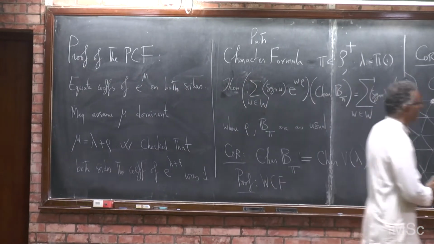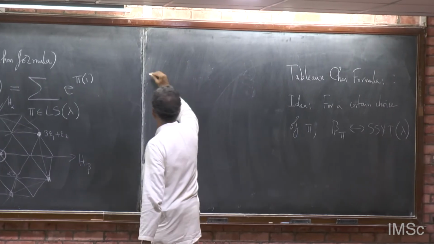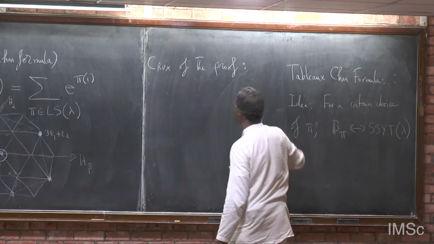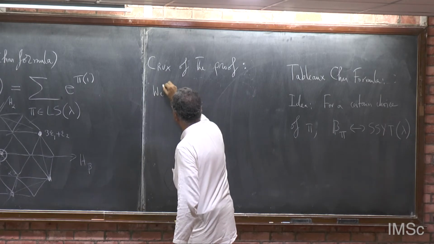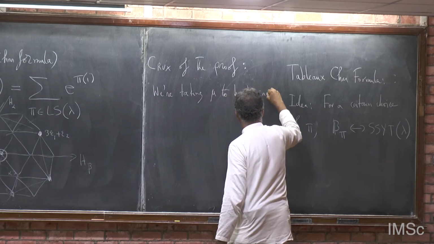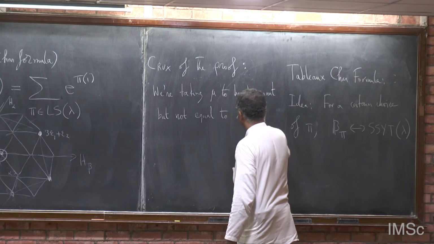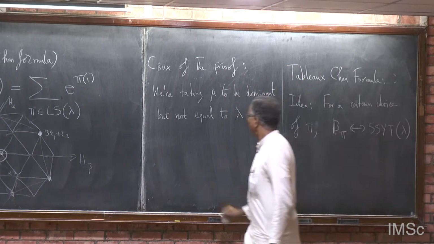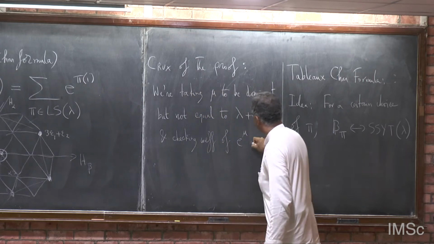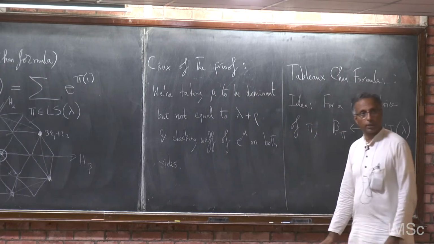Okay, now let's come to the crux of the proof. Let me now summarize the situation once again. We are taking mu to be dominant, but not equal to lambda plus rho, and checking the coefficient of e to the mu on both sides. That's what we are doing, right?